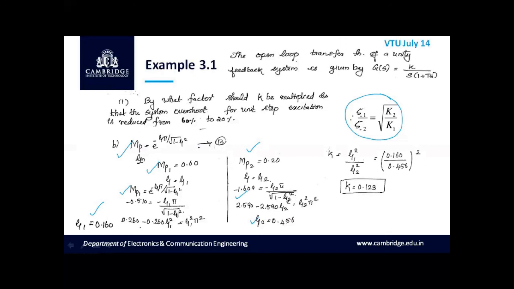0.456. So now, making use of this equality, let us substitute for zeta 1 and zeta 2 which we have obtained just now, and we can find the value of K after simplifying. K is given by 0.123. So we have obtained the factor by which K should be multiplied so that the system overshoot for unit step excitation reduces from 60% to 20%.